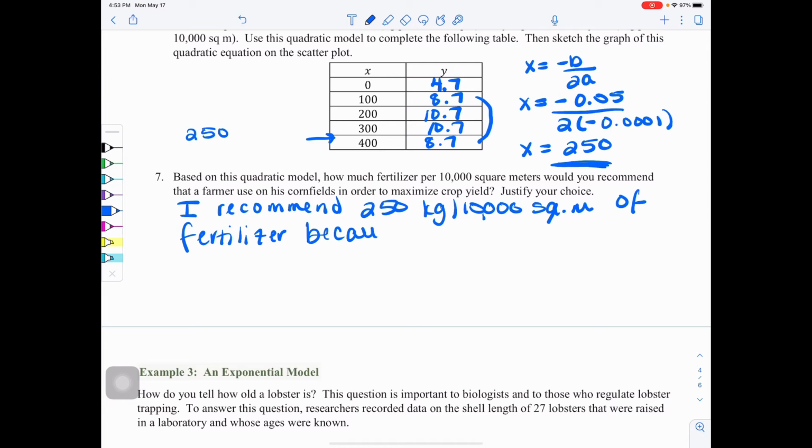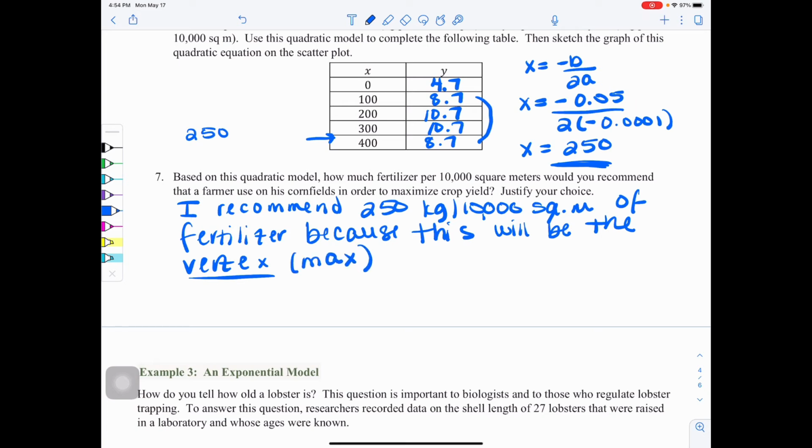because this will be the vertex, so we're going to underline that key vocabulary word here, which in our case is a max because the quadratic is opening down of the quadratic model. So there's an example of a quadratic situation.